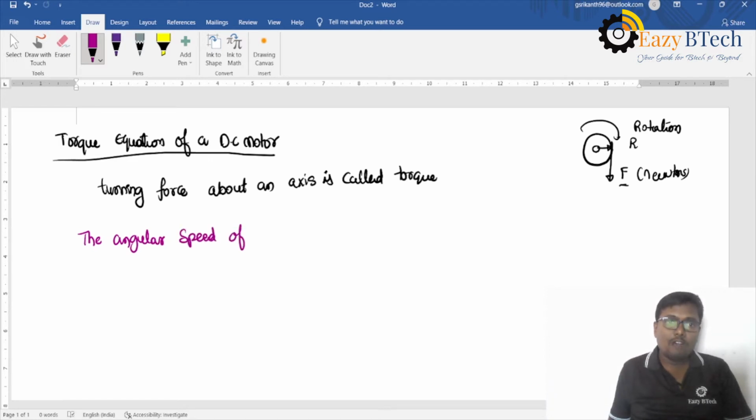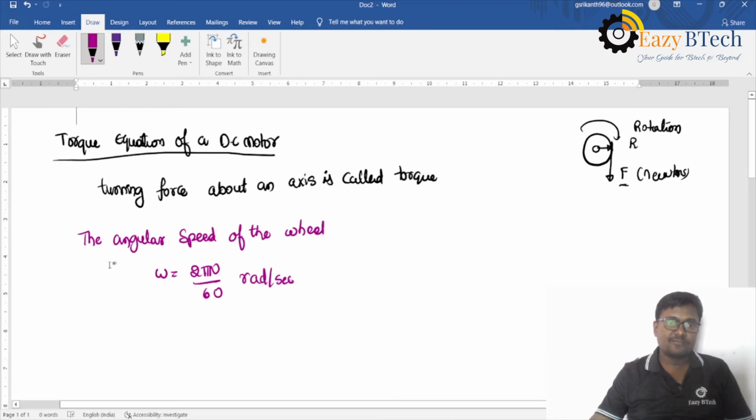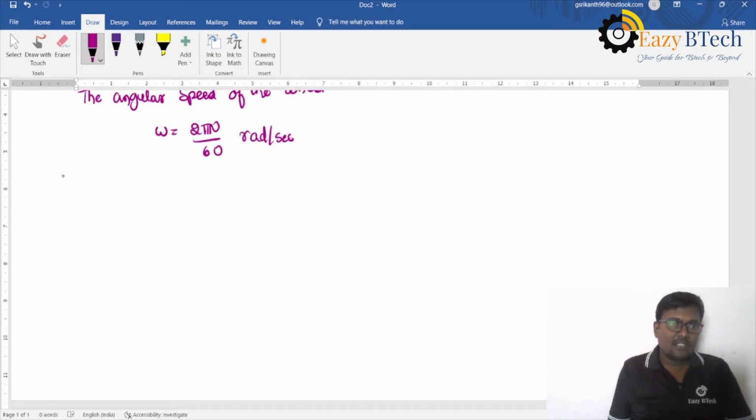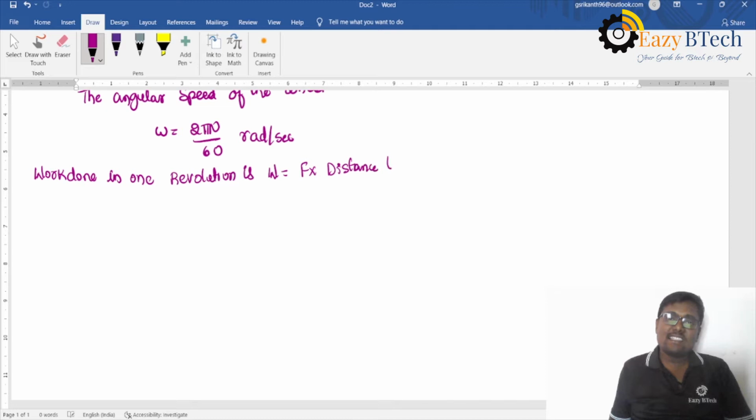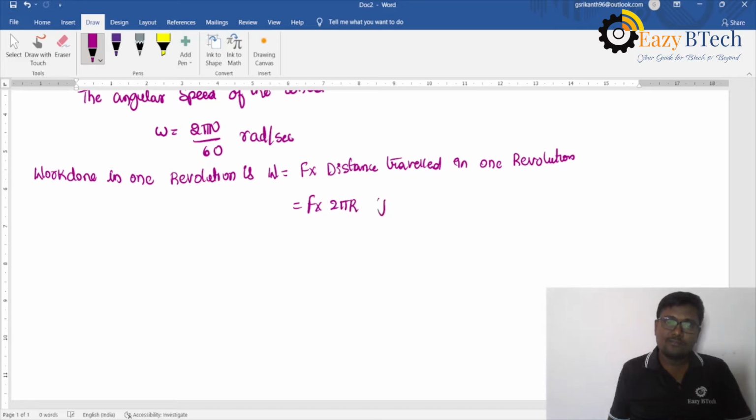Then the angular speed of the wheel, omega, is equal to 2 pi N by 60 radians per second. Then the work done in one revolution: W is equal to force into distance traveled in one revolution. The distance traveled in one revolution, it is a circle, right? So force into 2 pi r. So this is in joules.